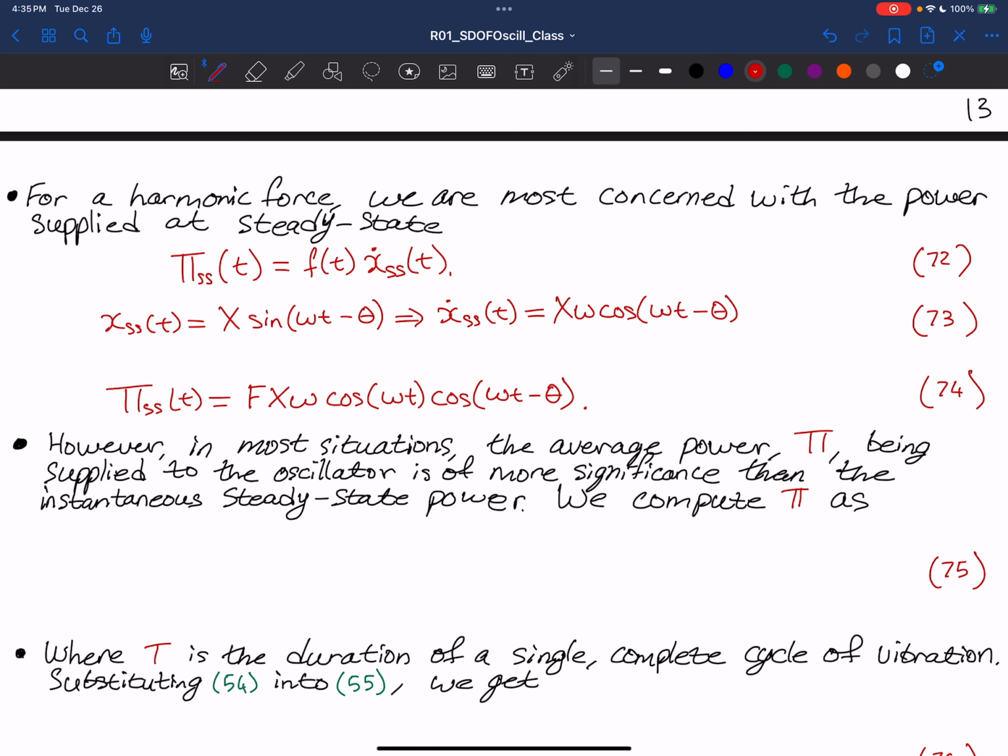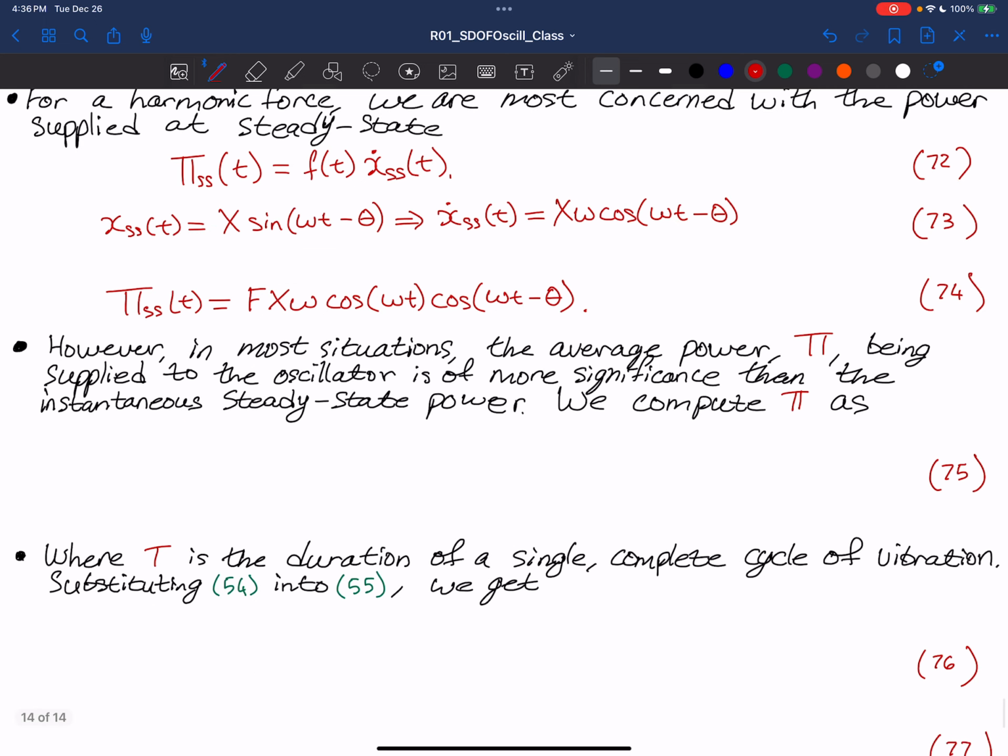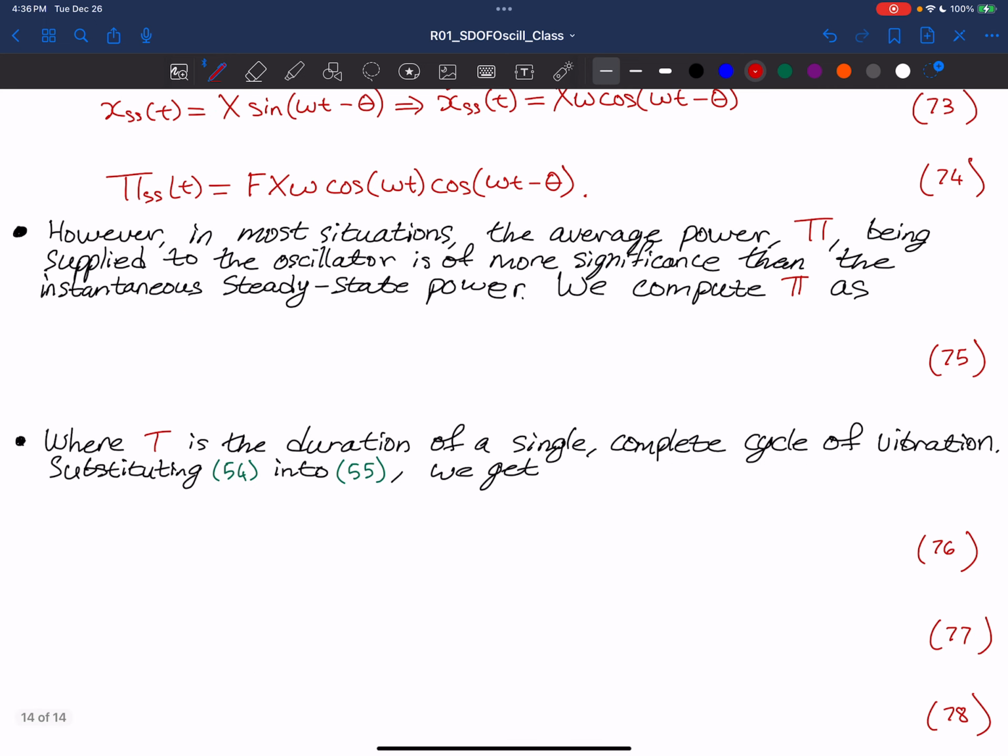However, because the power is oscillating due to that oscillatory force, we're going to be in most situations interested in the average power, which we'll just call big pi. We're interested in what is the average power being applied or supplied to that oscillator. And often this is going to be more significant than that instantaneous steady state power. So we're going to compute the average power as follows. First, the average power big pi is going to be equal to an average of this using integrals.